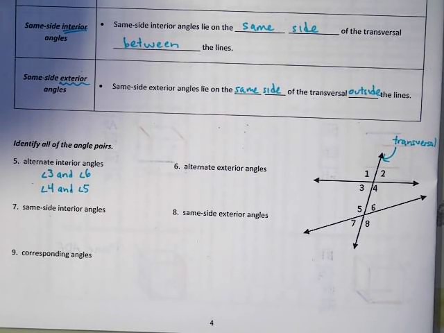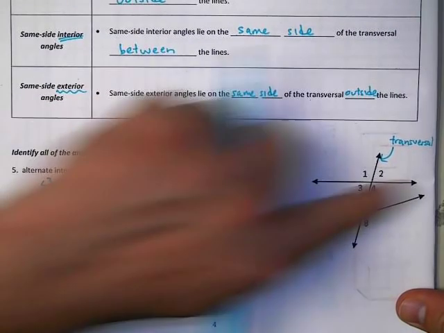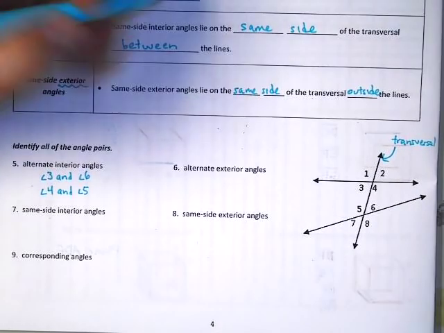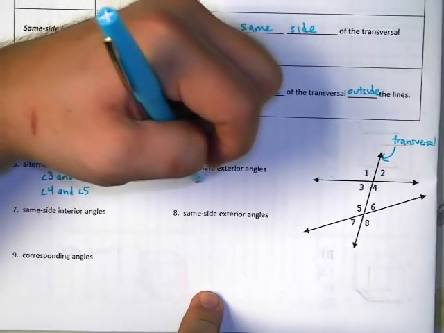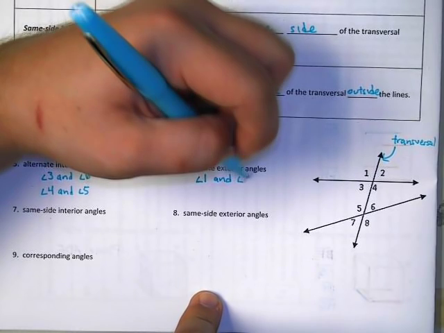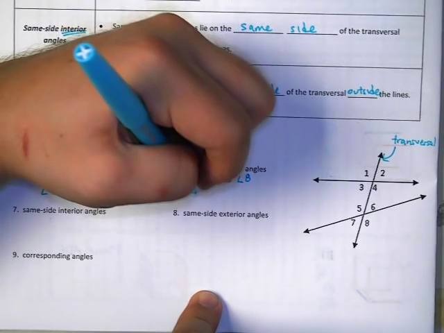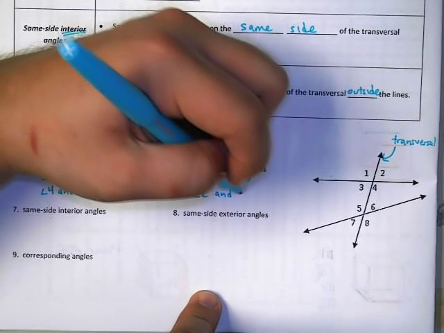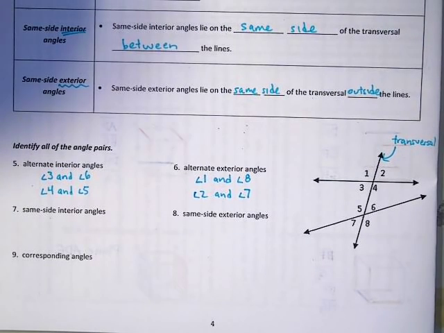Now, alternate exterior, kind of the same, but now we don't care about the inside. We forget about the inside. We're only looking at the outside. So once again, alternate means opposite. So 1 and 8, 2 and 7. Easy enough? Hopefully.